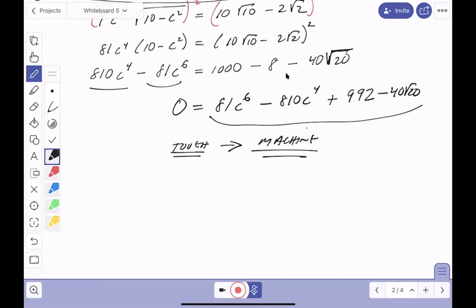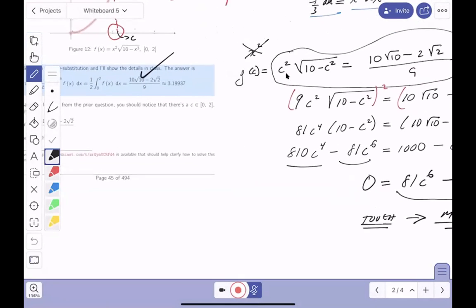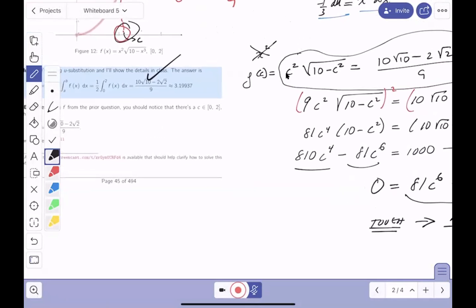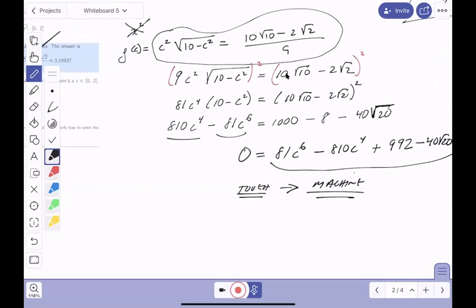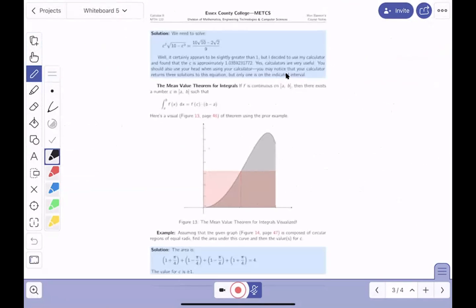I gotta be honest with you. What am I expecting? I'm expecting an answer around 1 point something, right? So what kind of machine are we talking about over here? What's called a computer algebra system. Let's go to the next page. And I want to point out, they say we need to solve that.